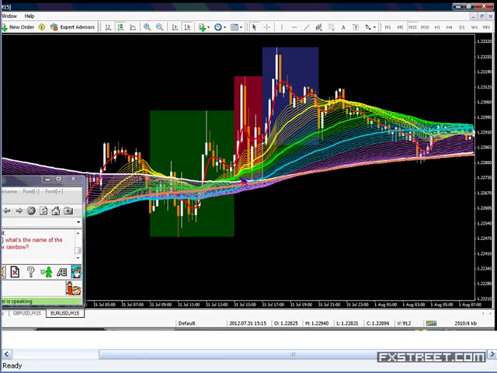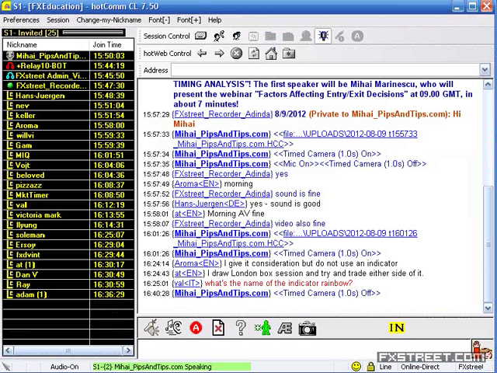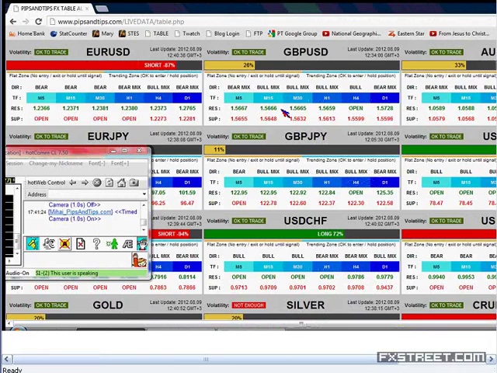Now, timing for me from a technical perspective means the right moment within a certain setup when I am allowed to go in. Okay? Now, my system, for instance, let me show you a little bit. Alright. My system gives me a trend direction, the key levels, the volatility situation, and individual trend direction.